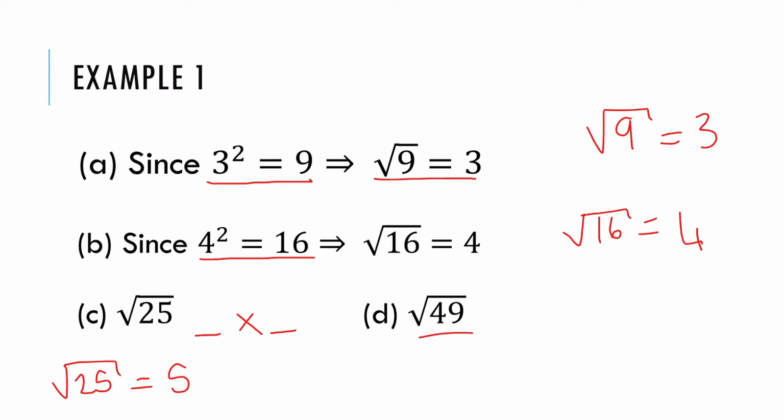In part D, what number multiplied by itself gives us 49? Well, the answer is 7. 7 times 7 gives 49. Therefore, the square root of 49 is equal to 7.